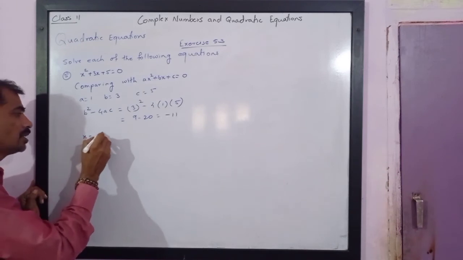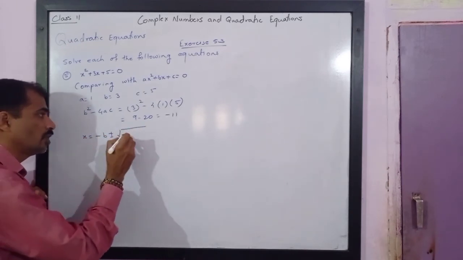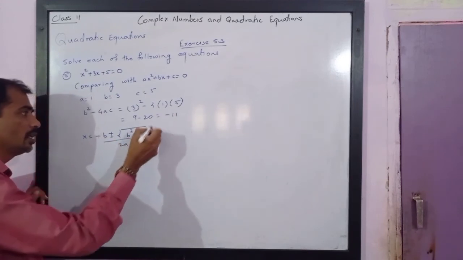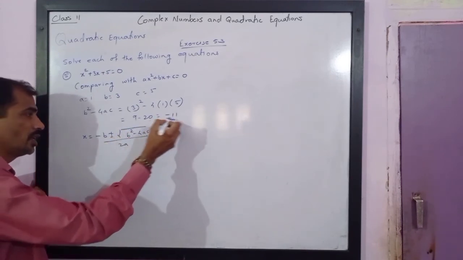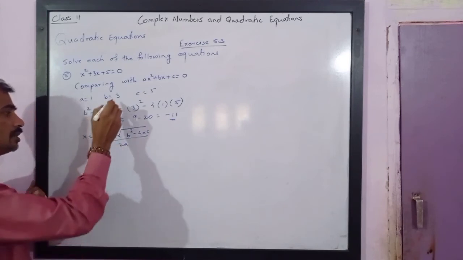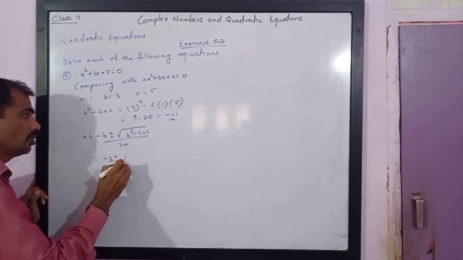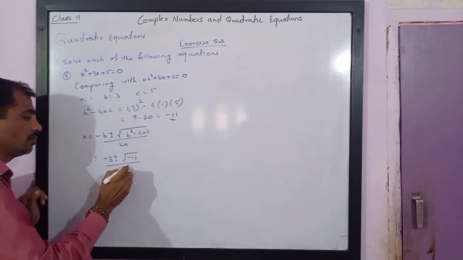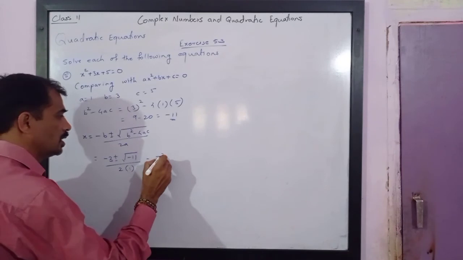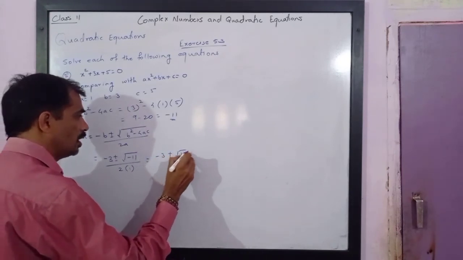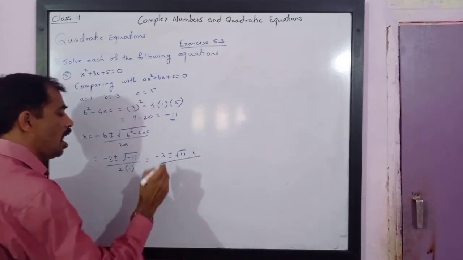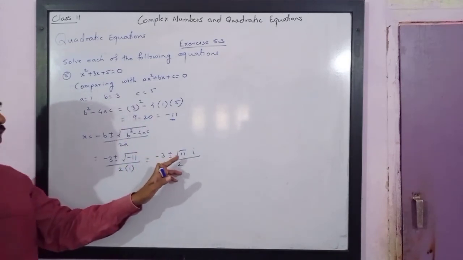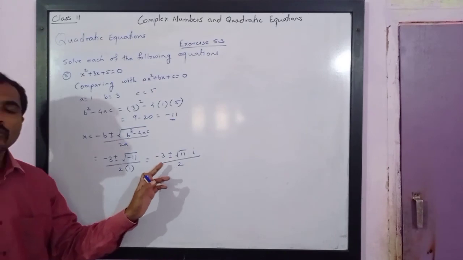X equal to minus b plus or minus root of b square minus 4ac upon twice a. Here b square minus 4ac is equal to -11, so you will get minus b is -3 plus or minus root of -11 upon 2 times a, which is 1. So this is equal to -3 plus or minus root 11. Root of -1 is I. So you will get the answer -3 plus or minus root 11 I upon 2.